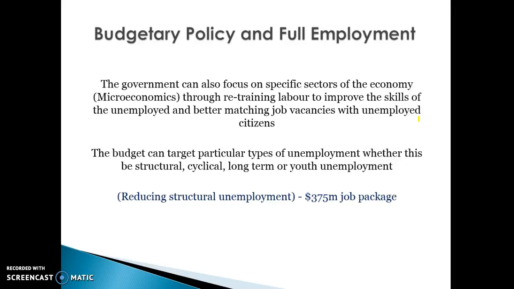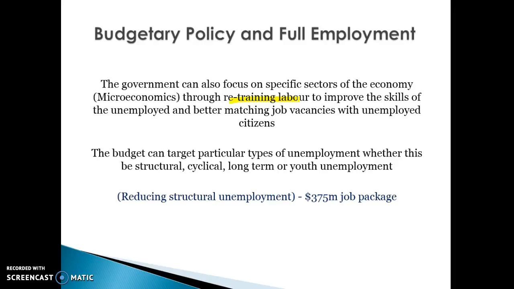The government can also focus, though, it has this flexibility to actually target particular sectors of the economy. So unlike a monetary policy that really only changes interest rates and only impacts the economy from a macro perspective, the government can use budgetary policy at more of a micro level. So what they can do is they can direct funds to retraining labour or improving the skills of the unemployed. They can try and better match job vacancies with people that are unemployed, so try and match people up and spend money on that area.